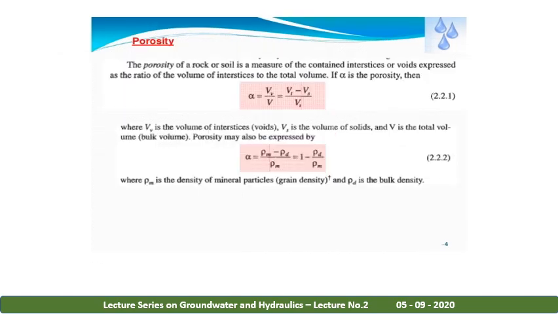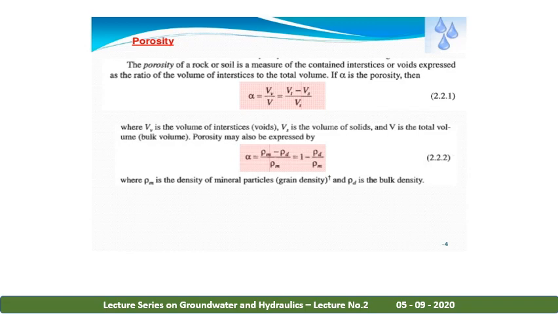So these are the typical types of formations, and aquifers completely depend upon the presence of holes in the particular region, that is porosity. Porosity is nothing but the holes which allow water to drain inside the rock material. The porosity of a rock or soil is a measure of the contained interstices or voids, expressed as a ratio of the volume of interstices to the total volume.